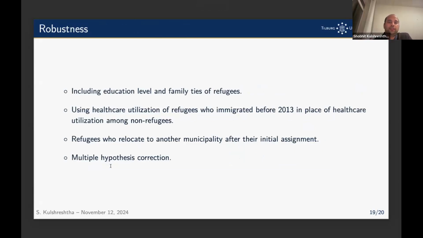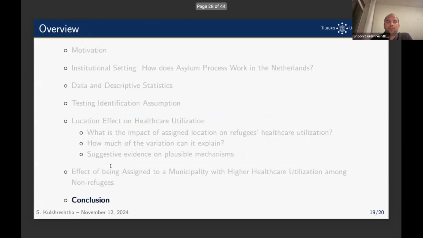I did a bunch of robustness checks to be sure that this effect is indeed causal, and I can just skip this.